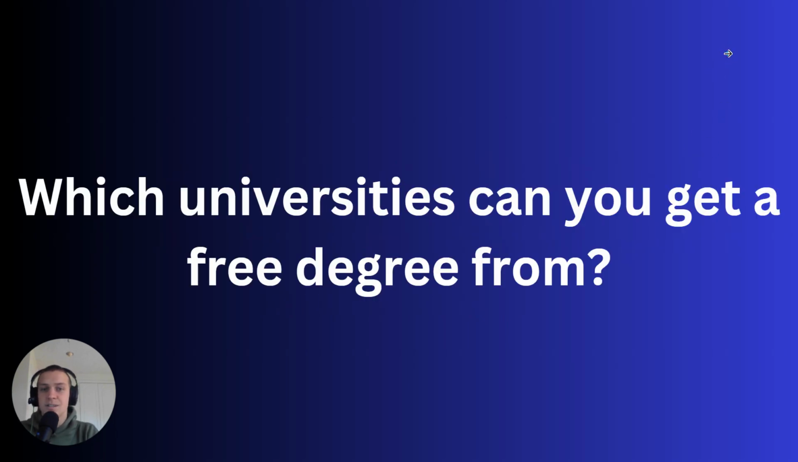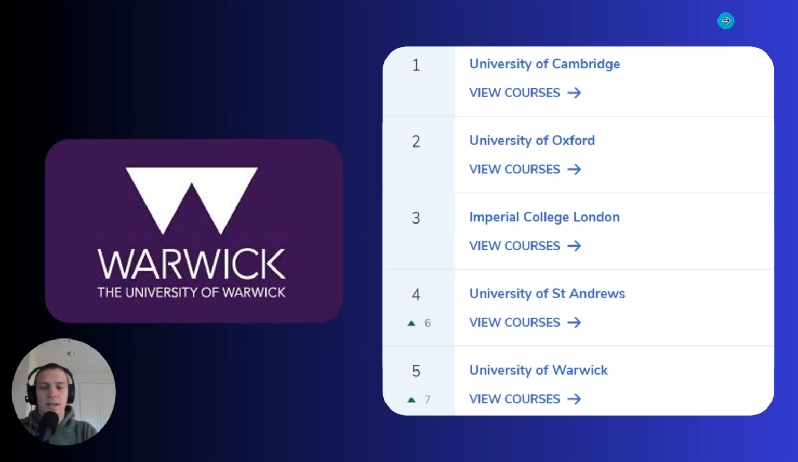Now, in terms of the universities, which universities can you get a free degree from? It ranges between the different companies and the different schemes, but I just want to highlight a few for you. First one I want to highlight is Warwick. Companies like JLR do their DTS degree apprenticeship with Warwick, and you can see this league table on the right here. Warwick is actually top 5 in the UK for computer science.